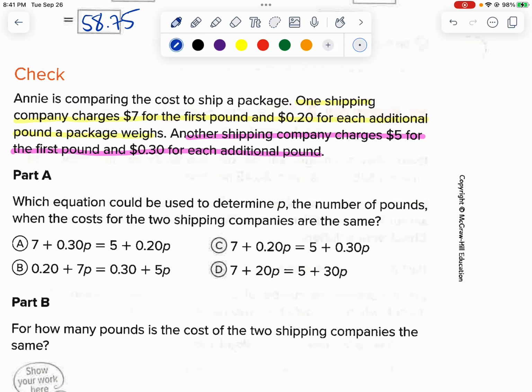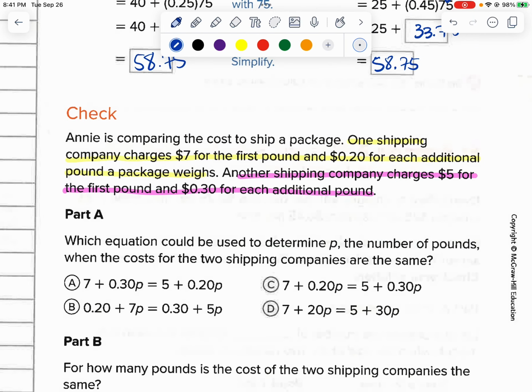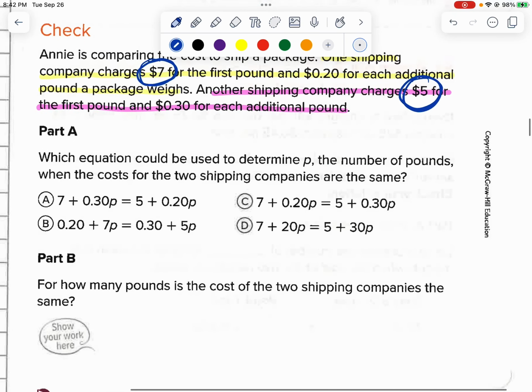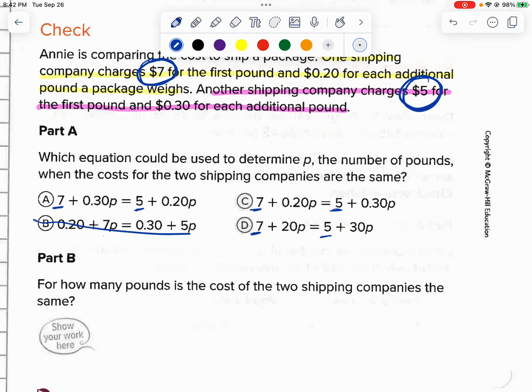Now, I know it doesn't say initial fee, but if you think about it, this is the first pound. This is our initial money for that one. That's our initial money for that one. So let's come down here and look. Does it have an initial? This has initial 7 and 5. This one does not. B does not. So that one's not going to be it.